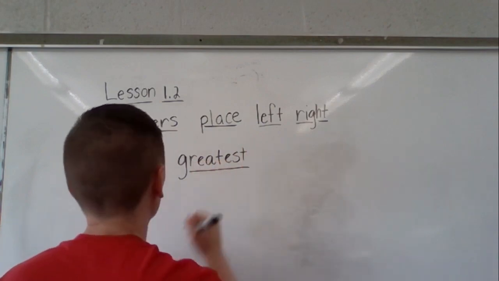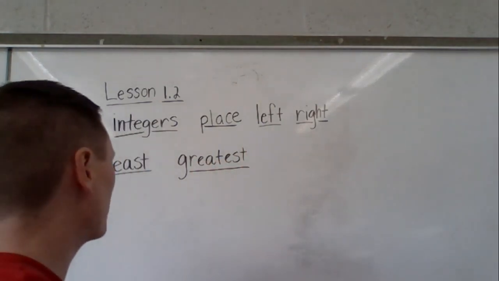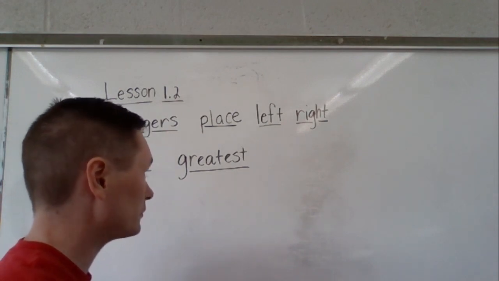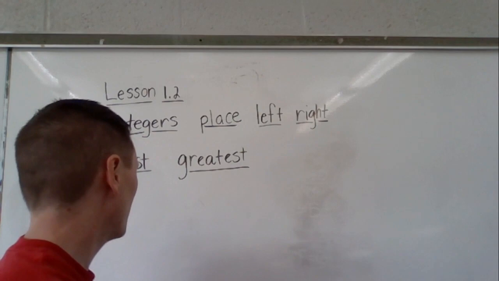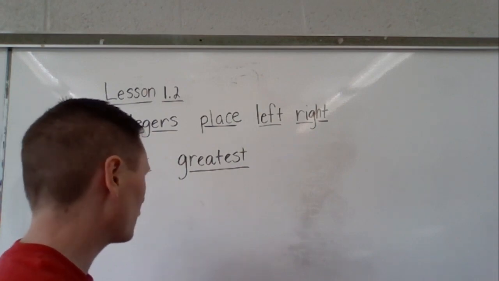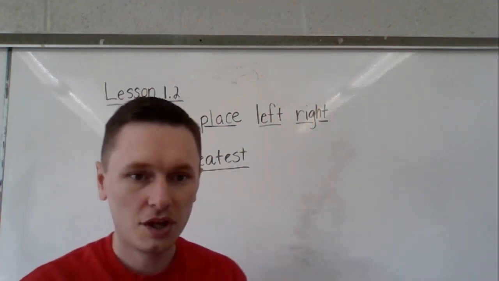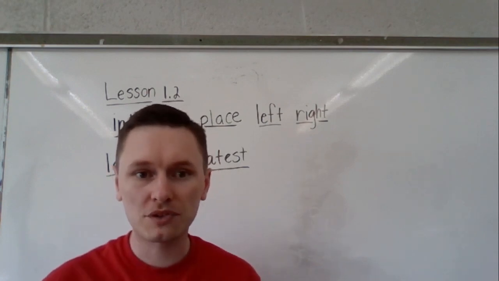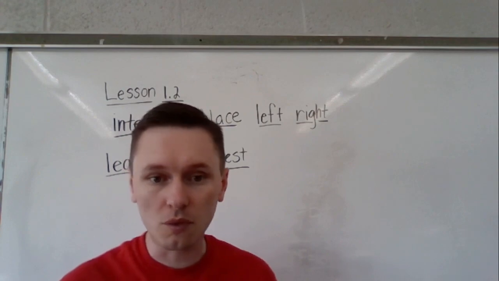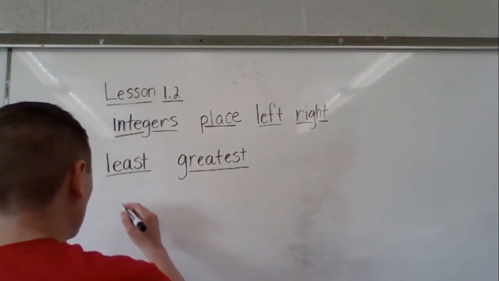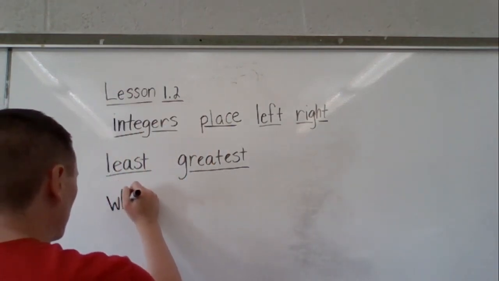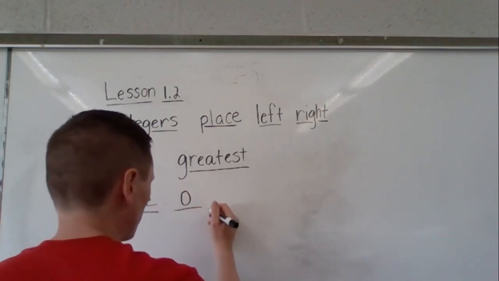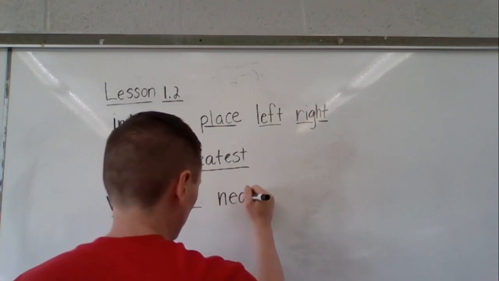Okay, I know it was a lot, so I'll say it again. When you are comparing and ordering integers, you want to place the integers from left to right on the number line to help you order them from least to greatest. Okay, so what are integers? Integers are whole numbers that can be 0, positive, or negative.